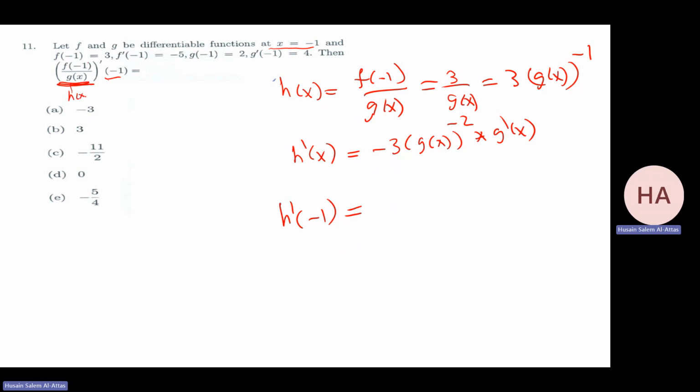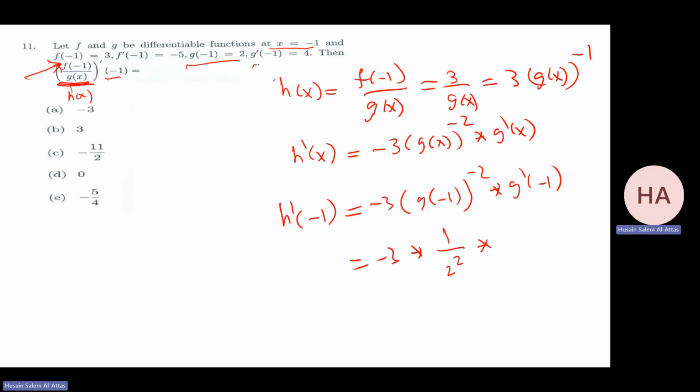And I call this one h of x. And this is a number. F of minus 1 is a number. This is the catch. So it will be minus 3 g at minus 1 to the power minus 2 times g prime at minus 1. That will be minus 3 times, g at minus 1 is 2, so it will be 1 over 2 square. G prime at minus 1, it's 4, so that will be what? Minus 3 times 1 over 4 times 4, that will be minus 3, which is this one.